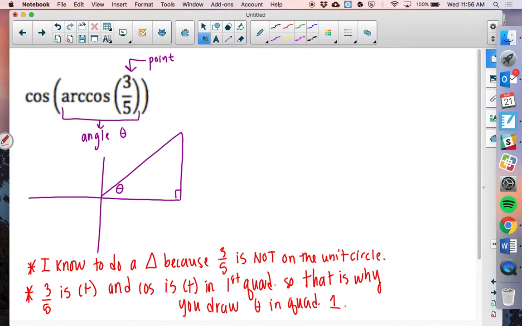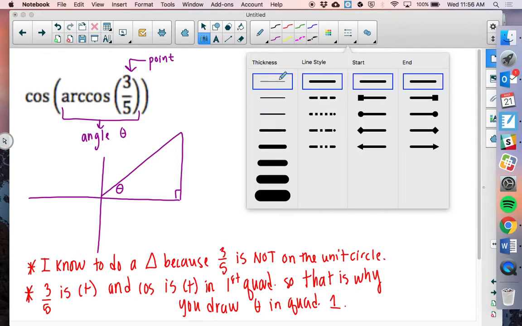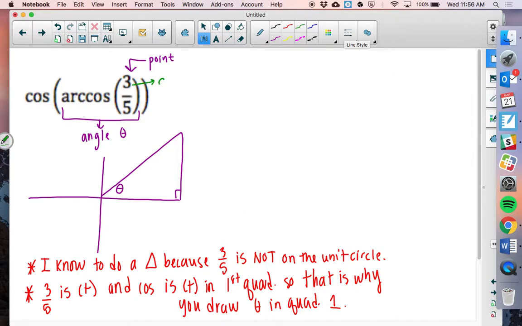Now that we know that we've got our triangle in quadrant 1, I'm going to start labeling parts of the triangle. Now, cosine is what over what, if you're thinking about SOHCAHTOA? So cosine is adjacent over hypotenuse. So that means that 3 is the adjacent side and 5 is the hypotenuse. So I'm going to go ahead and label that in my triangle, adjacent and hypotenuse.